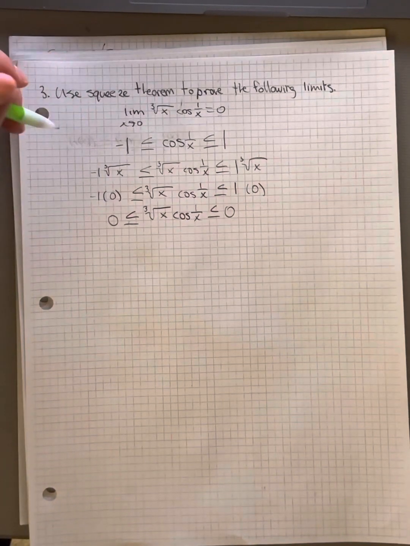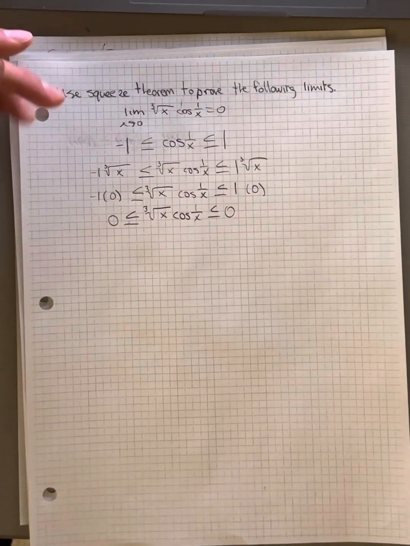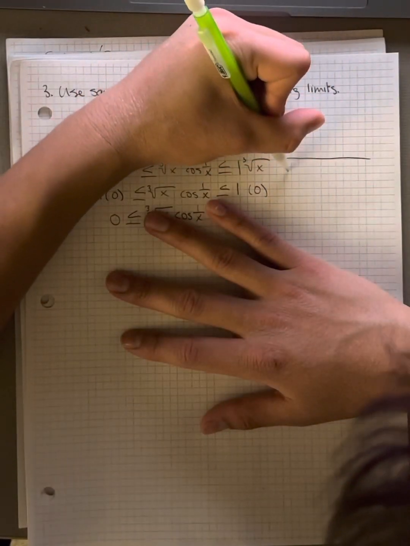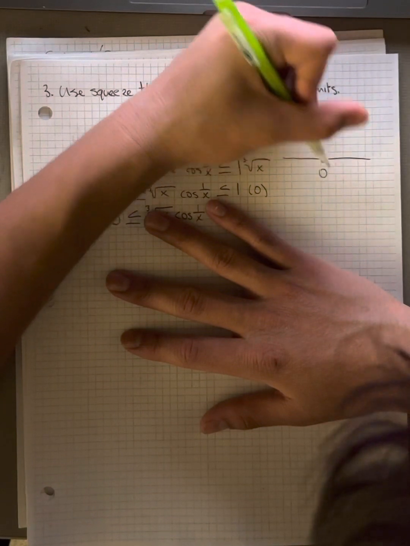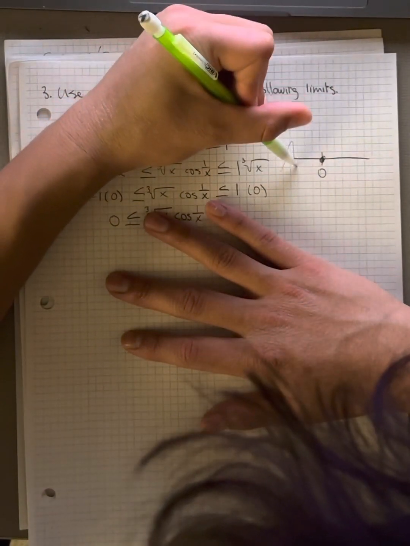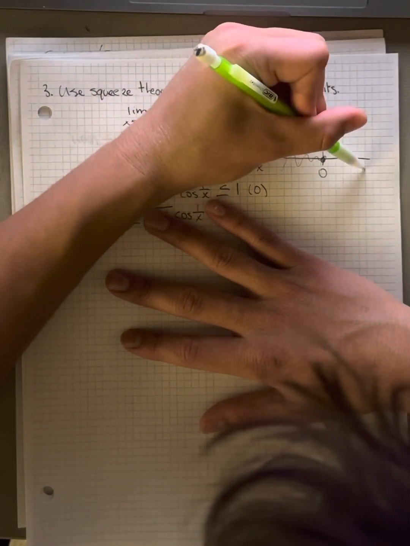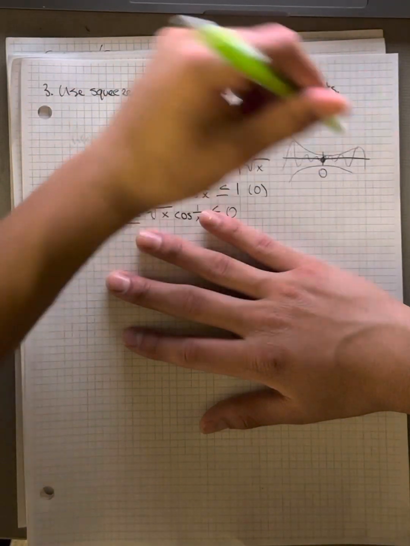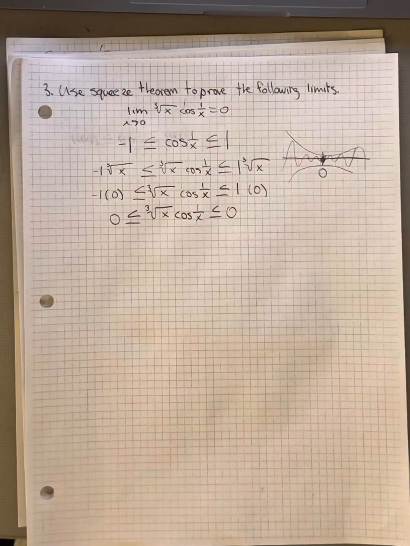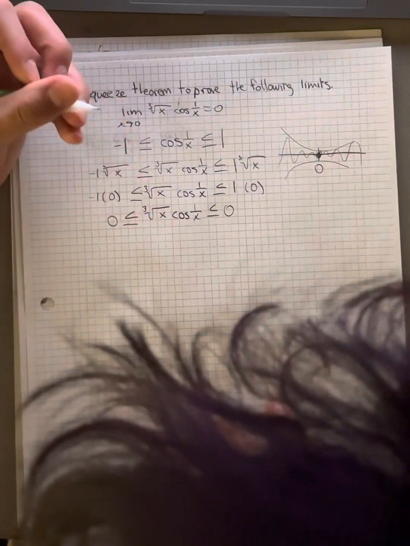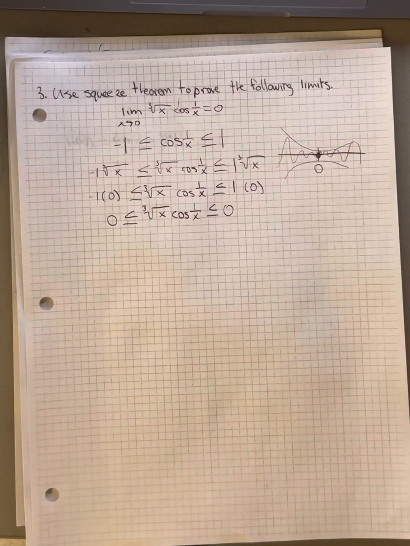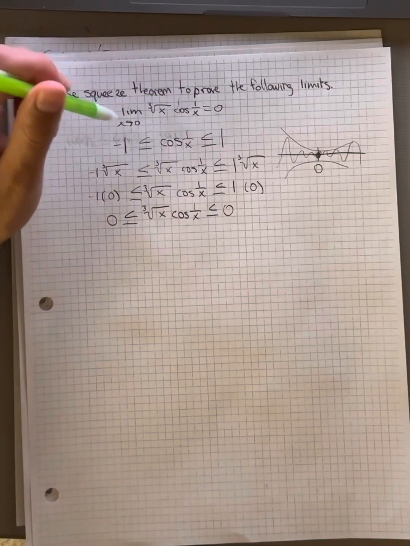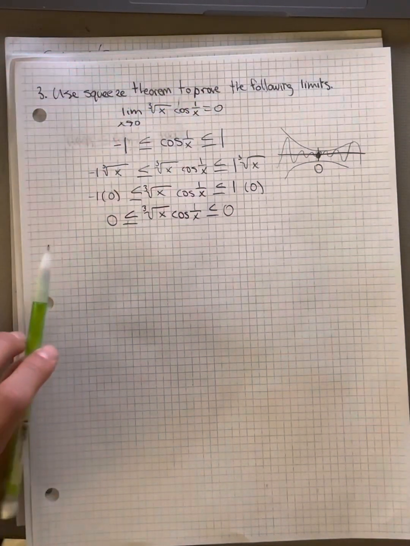And we see that by squeeze theorem, as we approach 0, our function is diminished, squeezed into 0 until it touches 0. So that is how we know that the limit of the cube root of x times cosine of 1 over x as x approaches 0 will reach 0.